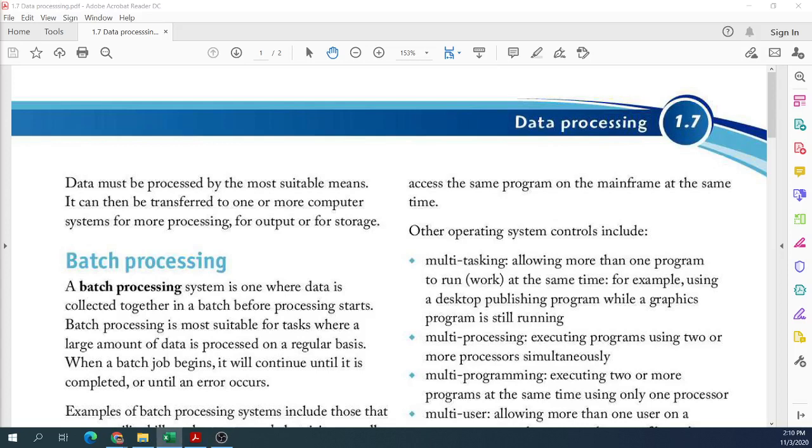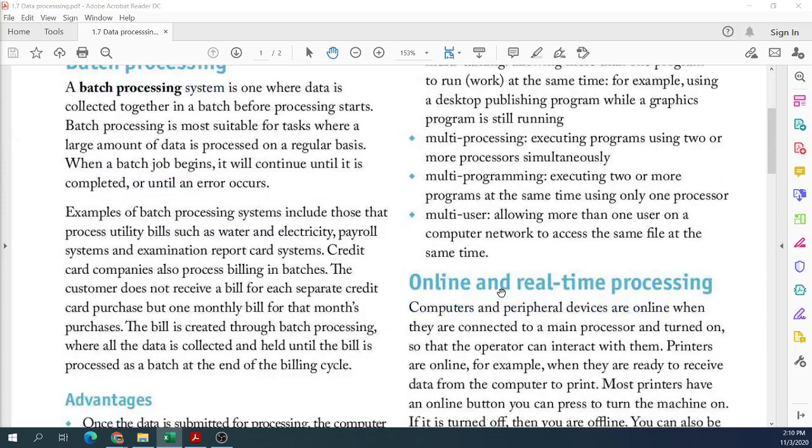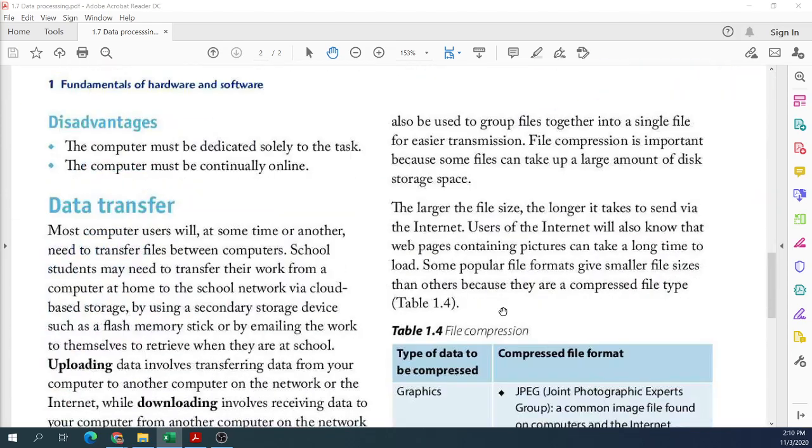So by now you guys should have finished writing chapter 1.6, which we would have discussed last week, which is system software. Now this week we'll be starting chapter 1.7, and that is data processing. And so as per normal, you have until next week's class to complete it.